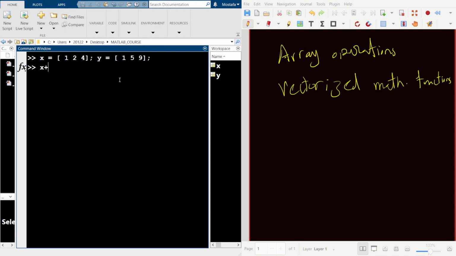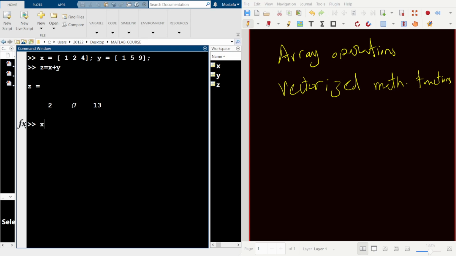So let's start with addition. When we say x plus y, let's define this as an array z. What we will get is an array z where we have element-wise addition. So the first element in X is added to the first element in Y to give me the first element in Z. Similarly, the second element in X is added to the second element in Y to give me the second element in Z, and so on and so forth. So this is what we call an element-wise array addition.